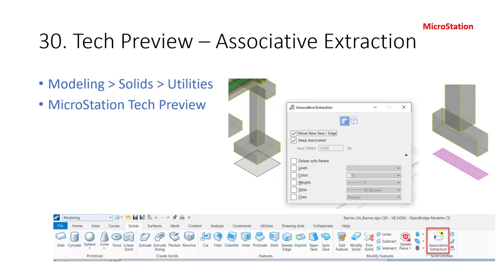As a tech preview, we have included the option in MicroStation that's called associative extraction. So you can extract faces of the solids, but they are associated with the footing itself in our case. So as you update the footing, that extracted shape will also update. This is part of a MicroStation enhancement, but that's included on the modeling part, as you can see, in OpenBridge Modeler.